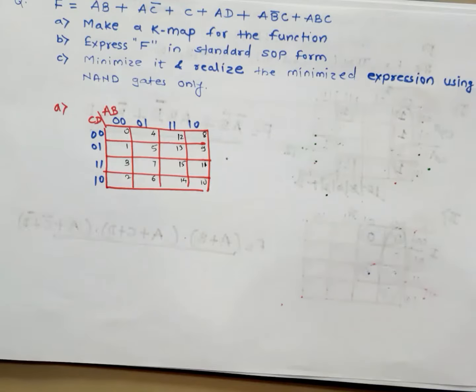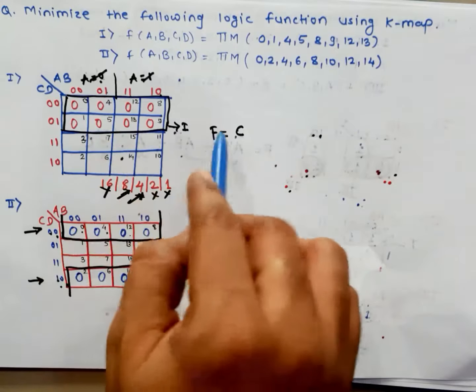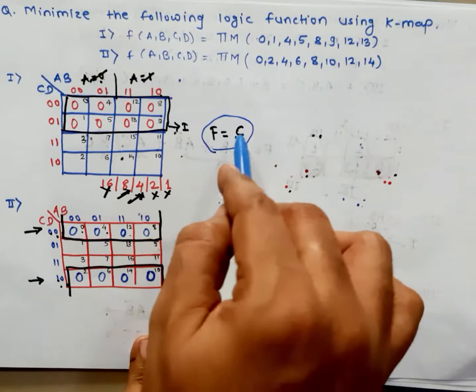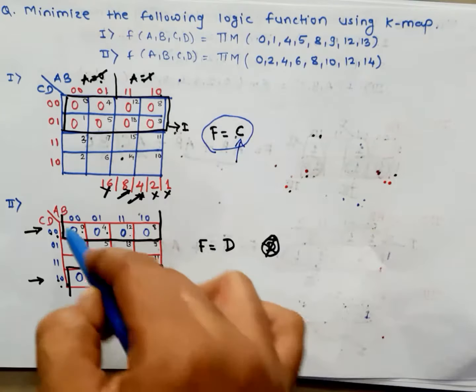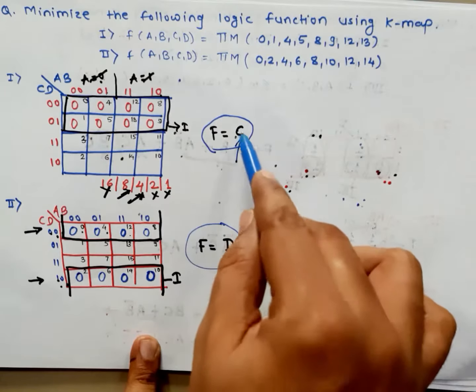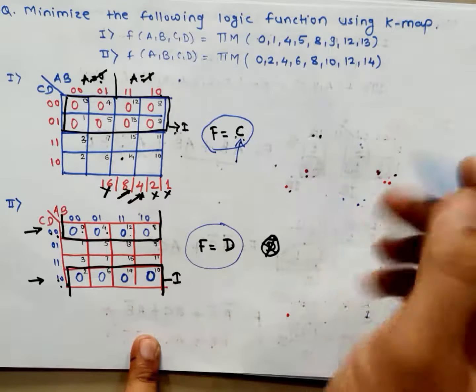Now in the previous example, when we had a group of 8 cells, how many variables come in your final equation? Only 1 variable. Here you can also observe a group of 8 cells. It may be in complement form or normal form, but how many variables are there? Only 1 variable.